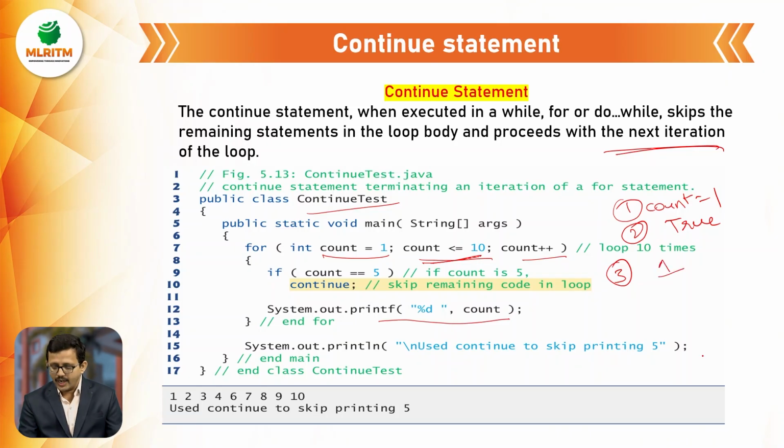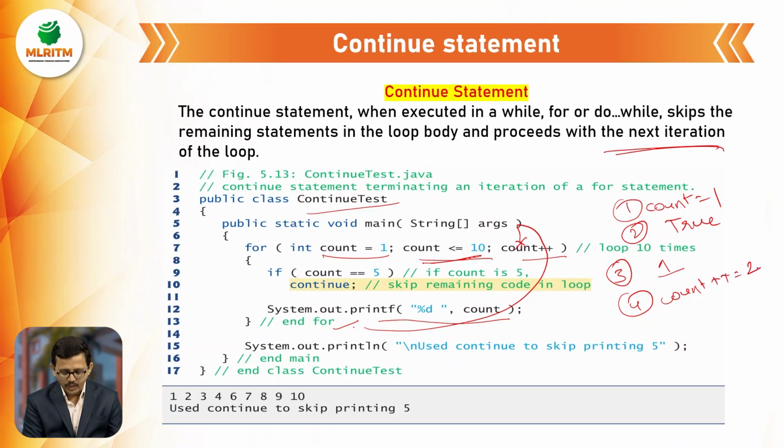Okay, then it gets to the end of the for loop. So after the end of the for loop, what happens? It goes to the increment value again. So what is the fourth step? Count plus plus, which makes it 2. Okay, again 2 is printed, 3 is printed and 4 is printed.